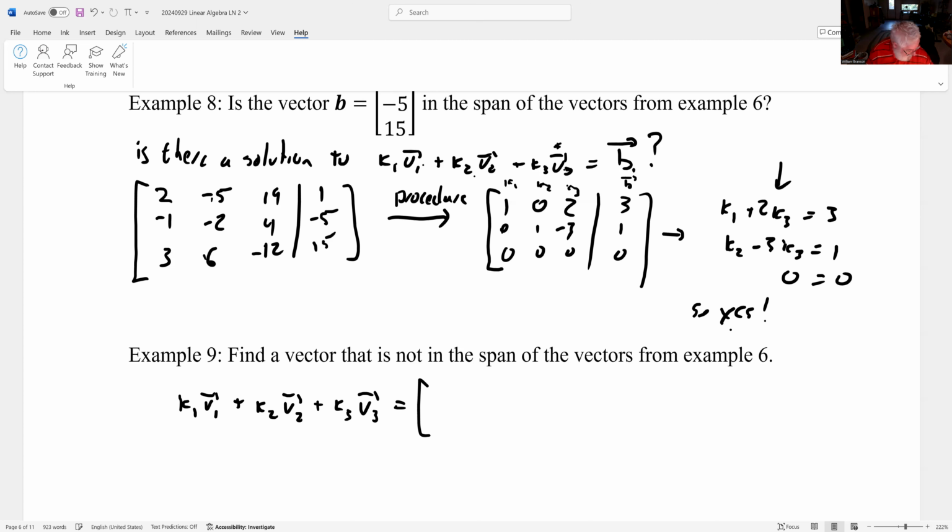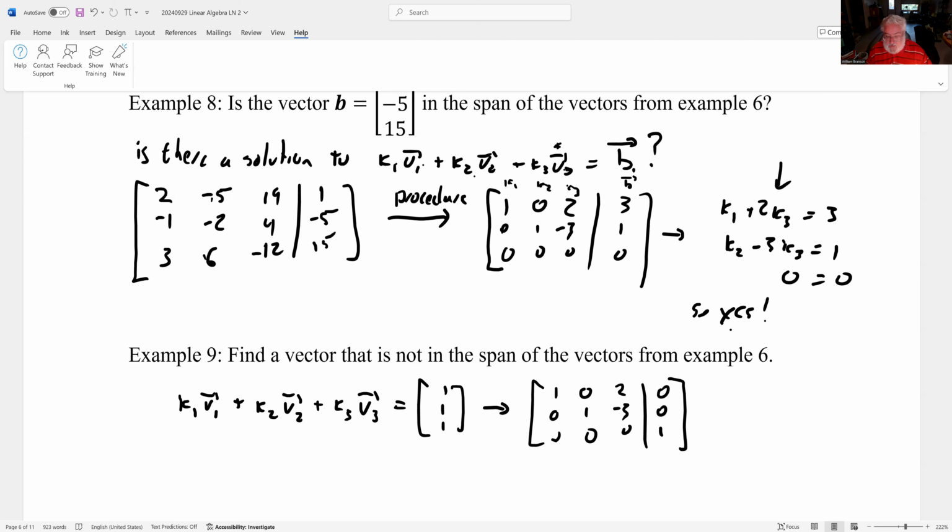And so if we take the vector 1, 1, 1, and we do the row reduced echelon form of that, what do we get? We get 1, 0, 0, the usual thing for the coefficients. And now when we actually finish it all out, we get 0, 0, 1 on the right side. So that means our equations become K1 plus 2K3 equals 0, K2 minus 3K3 equals 0, and 0 equals 1.